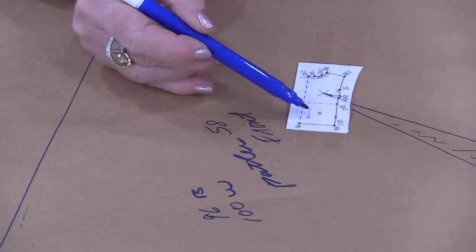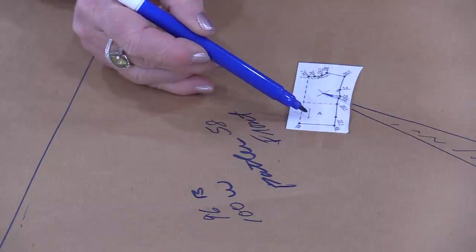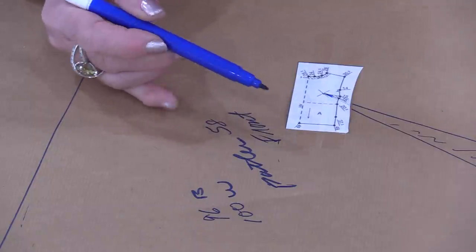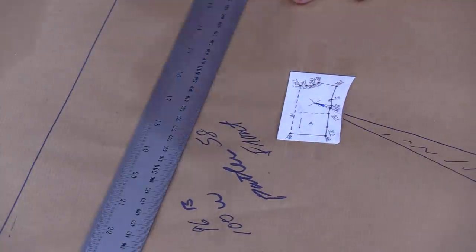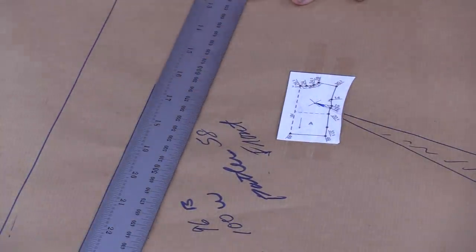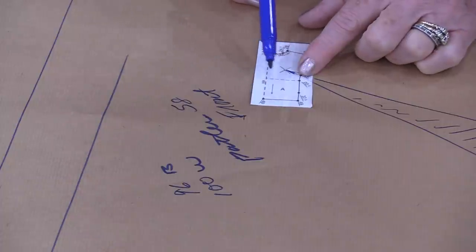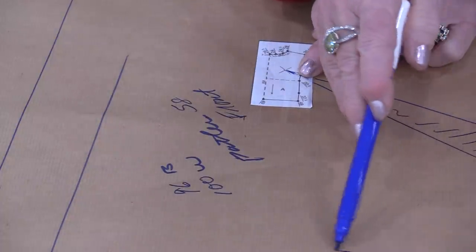On this little pattern, we do see a line. That line is telling us of the straight of grain. So my straight of grain is running right along that edge. We can see the dotted line, which is the waistline.